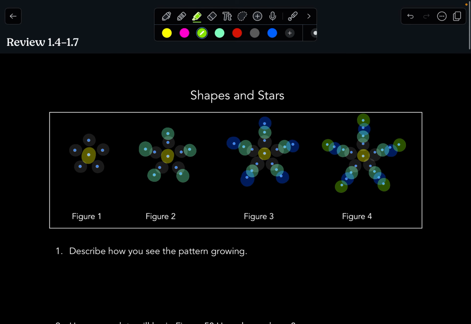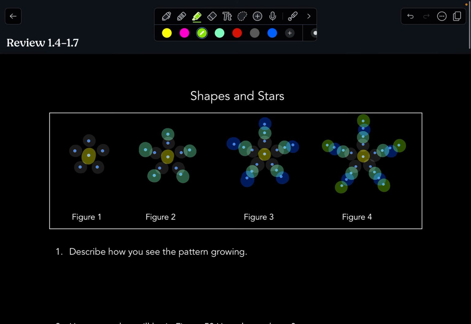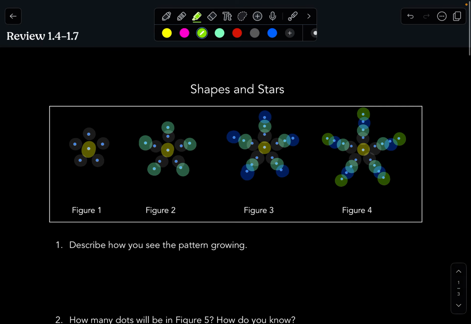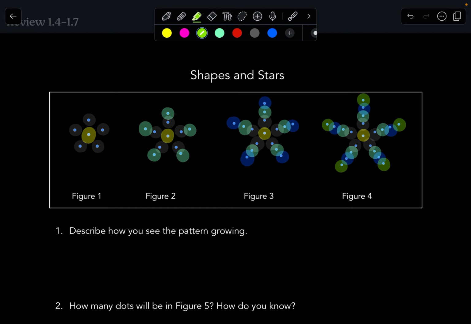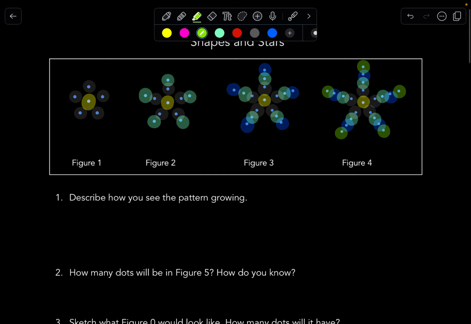This is a review for Algebra 1, specifically the quiz 1.4 through 1.7. These are some of the more esoteric, more the thinking questions. Describe how you see the pattern growing above. These are shapes and stars.